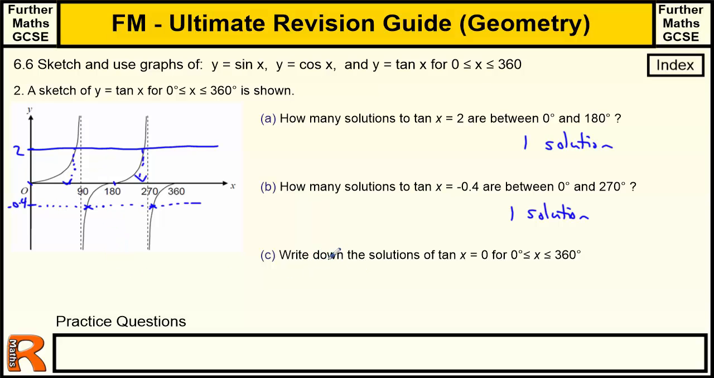And then we've got C, write down the solutions of tan x equals 0 for 0 to 360. So where does it equal 0? We're including 0 and 360, so we've got this one here, this one here, and this one here. So this is all about reading off a graph, as long as you know what the graph is, if this one's drawn for you. So where does tan x equal 0? Well, that's when x equals 0, 180, and 360. So these sort of questions are about reading off the graph.